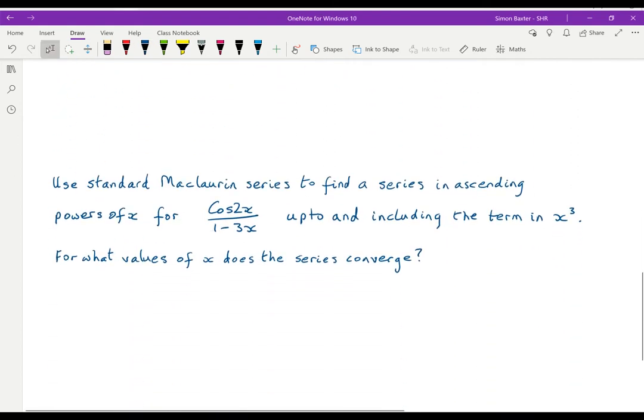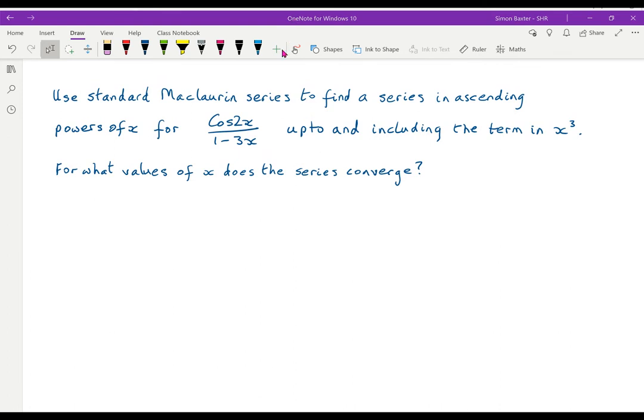My second example is just a little bit more complicated. Find a series expansion for cos 2x over 1 minus 3x, again up to and including x cubed. Well, we need to think of this in two parts. The series expansion for cos x is, just to remind you, 1 minus x squared over 2 factorial plus x to the 4 over 4 factorial. We've already gone too far. So if we want cos 2x, stopping by x cubed, it is 1 minus 2x squared over 2 factorial, which is just 1 minus 2x squared.